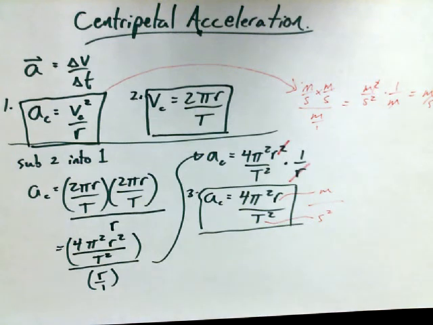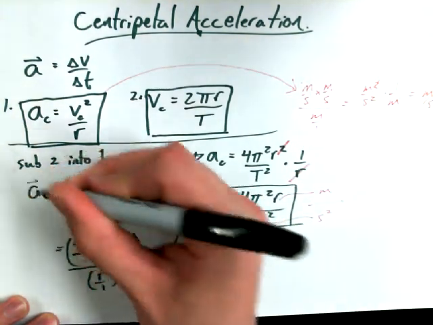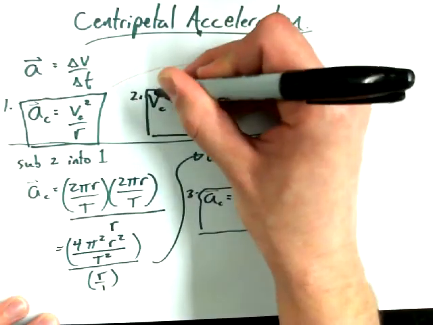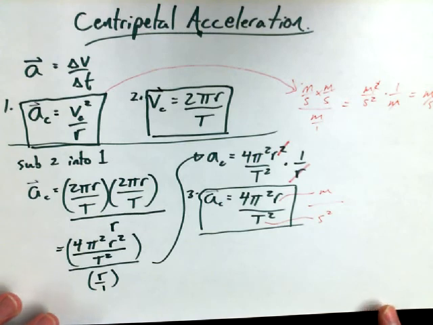Does anybody have any questions at that point? Yeah? Because it's circular, we don't have to worry about the little vectors and the acceleration. Oh, good point. If we wanted to be most correct about this, we could put an arrow above all these guys. But in just a second, I want to talk to you about what happens with the direction.